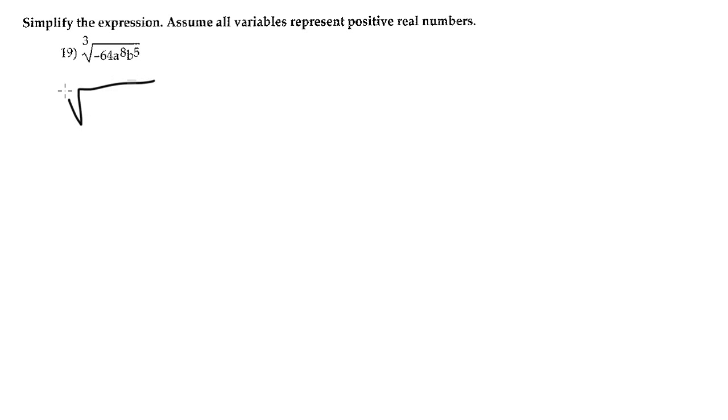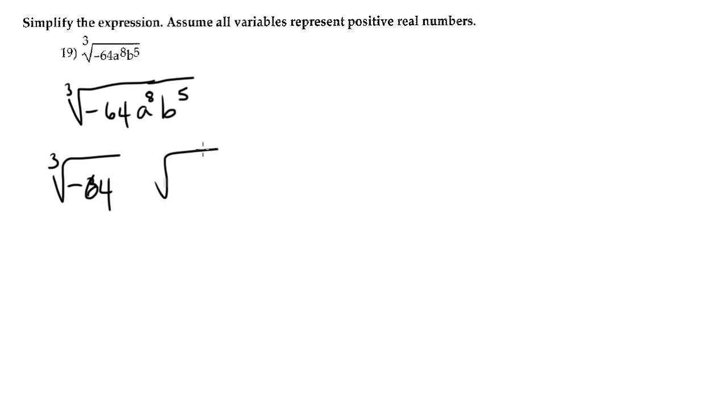All right, 19, let's simplify the cube root of negative 64, a to the 8th, b to the 5th. I'm going to split this up, definitely. The cube root of negative 64 times the cube root of a to the 8th times the cube root of b to the 5th. And deal with each of these separately.